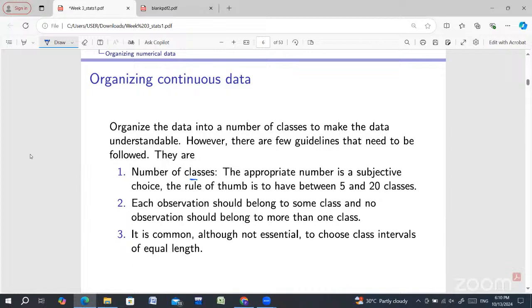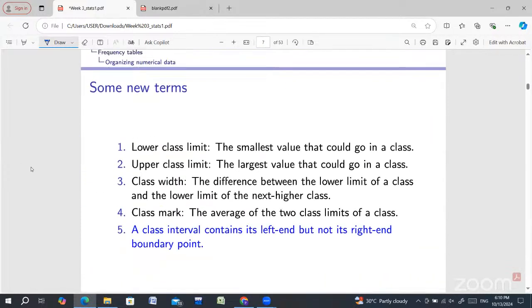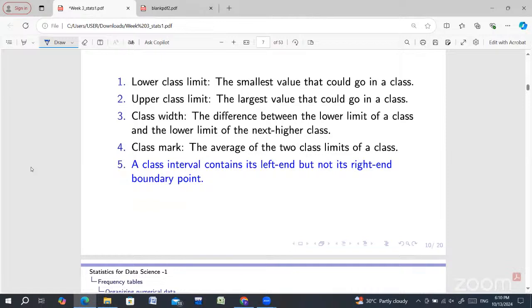There are a few terms related to the number of classes. These are the terms. So what are lower limit and upper limit? Suppose this is your class interval.